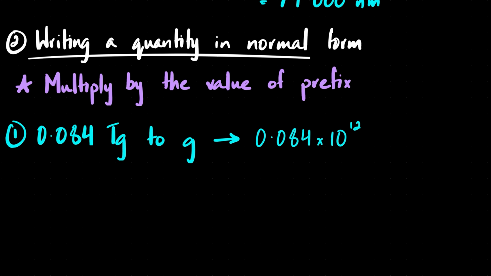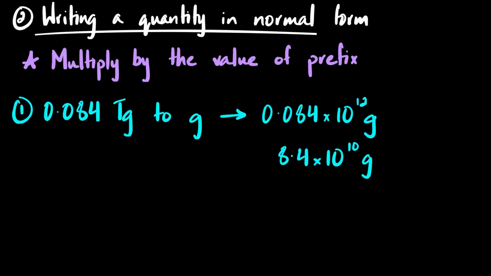Right? And because this is going to be a really large number to write out, I'm just going to write this in standard form. So I can just write this as 8.4 into 10 to the 10 grams. Right? That's also fine. In questions, it won't ever be required of you to write a number in a certain prefix in a certain form.